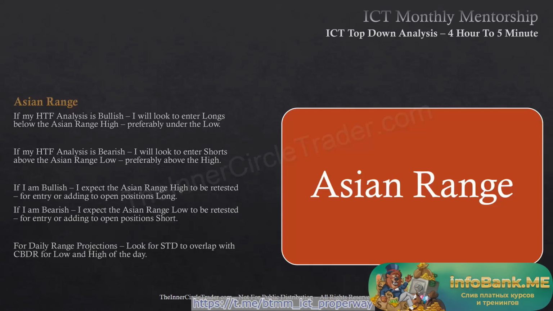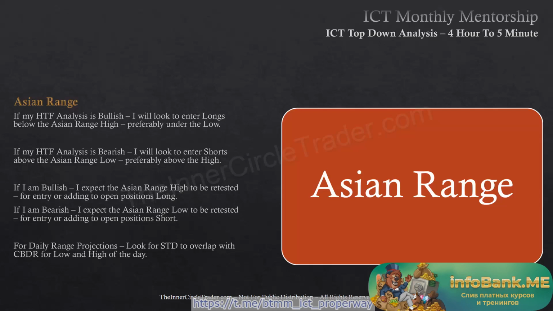Now let me rephrase that so we understand each other perfectly. If I'm bullish, the best scenario is to go long below the Asian range low. But as long as I'm below the Asian range high, I'll still take what I consider high probability longs. If I'm bearish, I preferably want to go short above the Asian range high. But as long as I'm trading short above the Asian range low, it's still defined as a high probability scenario.